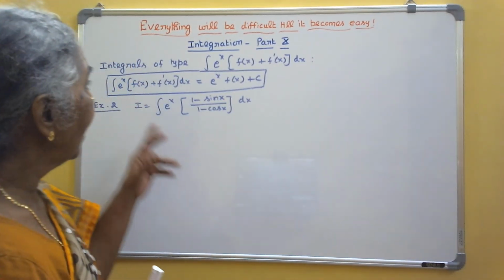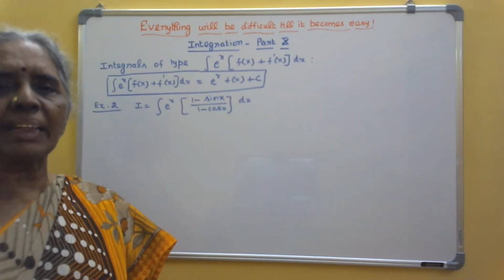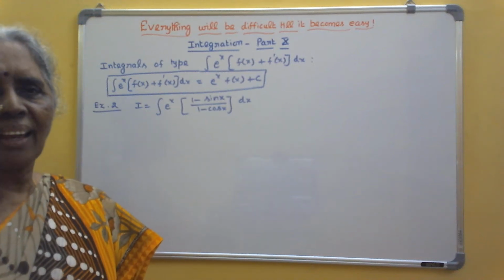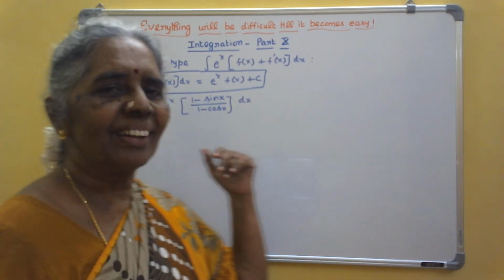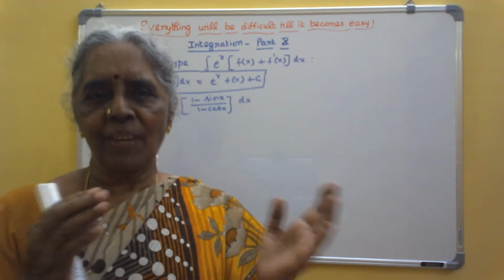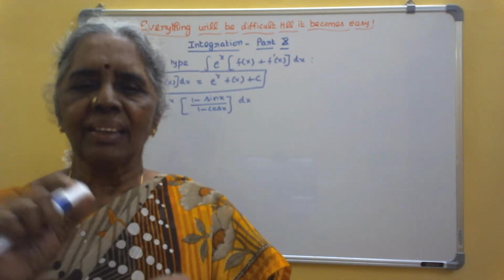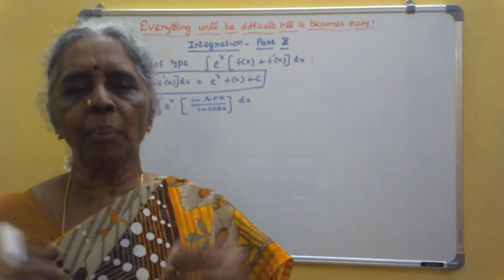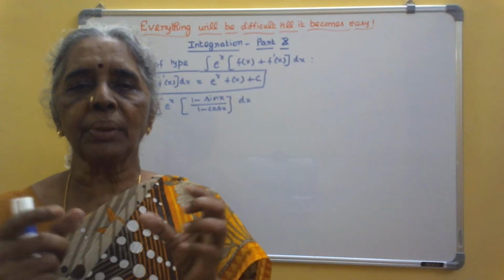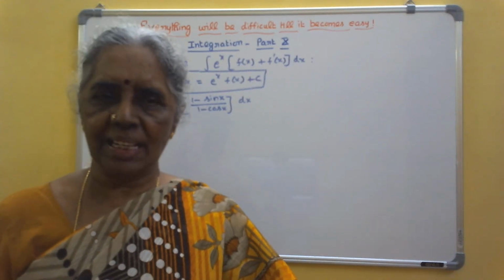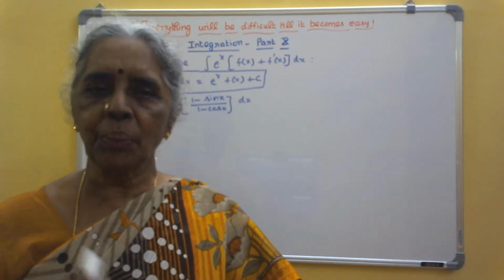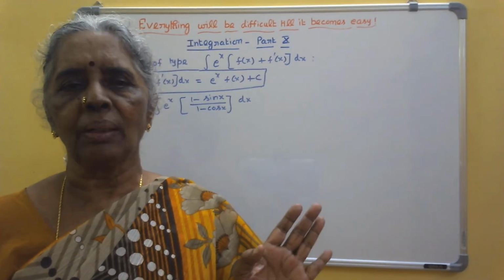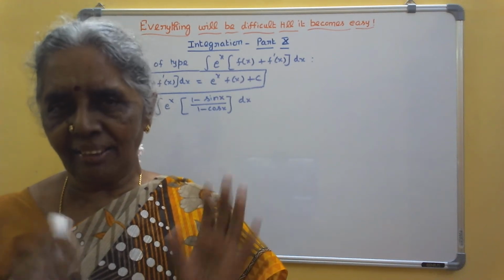See the second term. I is equal to integral e power x into (1 minus sin x) by (1 minus cos x) dx. Definitely, straight away, nothing is f dash of x and nothing is f of x. You can't exactly fit them, right? So here, we should use some trigonometry formula and bring it to that format like f of x plus f dash of x. I have already told you, you should remember all the trigonometry formulae. That will be really useful for any integration sum.